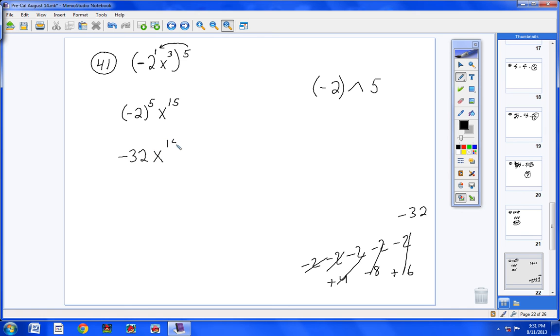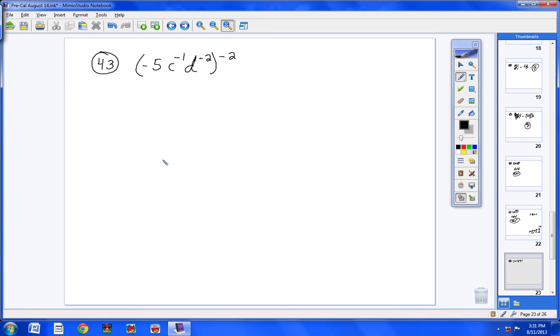Negative 32 what? X to the 15th power. That's it. There's nothing else you can do. Not too bad. Okay, number 43. Now we're getting a little more difficult, so let's really pay attention here.